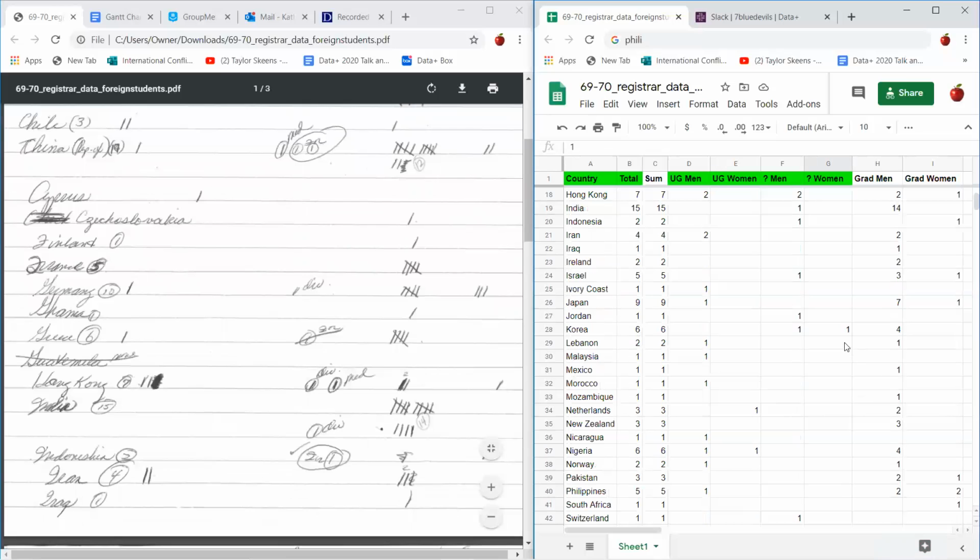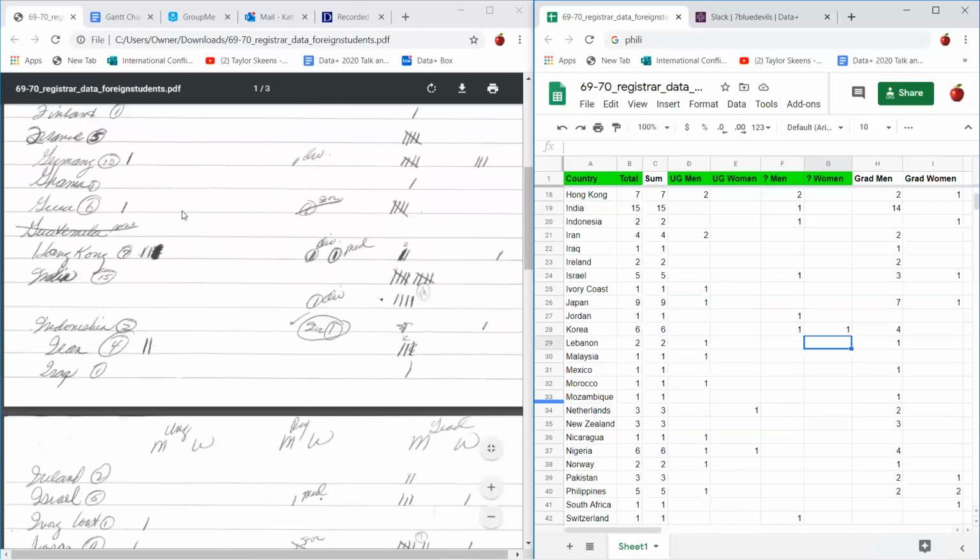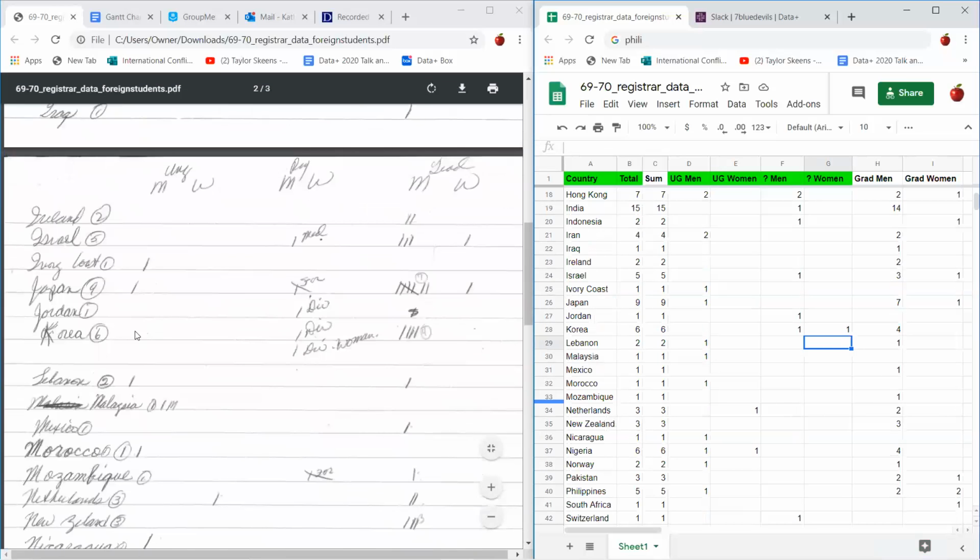And I'll go down here and find, let's look at the women from Korea. There's Korea, and it says 1 div woman. Additionally, some of these have multiple lines. You see Korea has 2 lines. That's because the record keeper wrote 1 div, which means 1 man in divinity school. And then below it, she wrote 1 divinity woman.